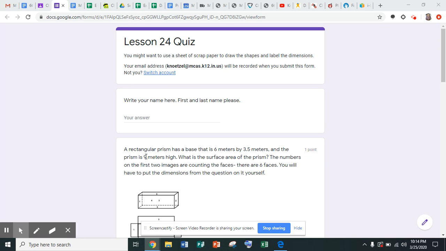Number one says a rectangular prism has a base that is 6 meters by 3.5 meters, and the prism is 9 meters high. What is the surface area of the prism? That's what you're trying to figure out. You cannot just multiply those together because that would give you the volume, and we're not finding volume, we're finding surface area right here.